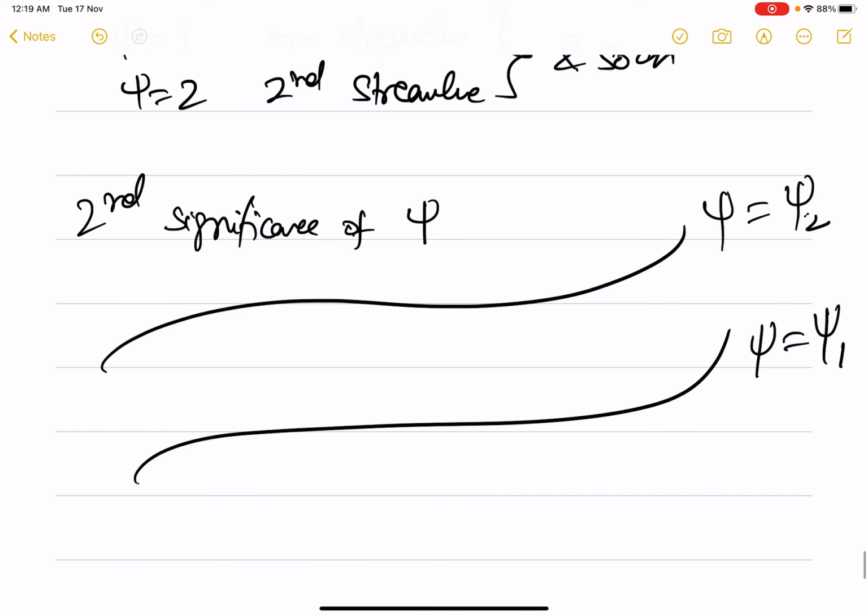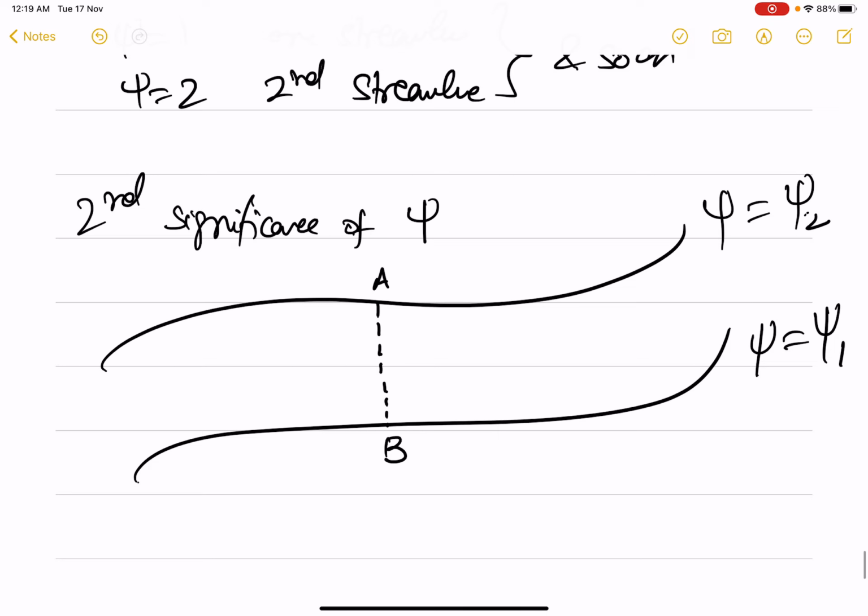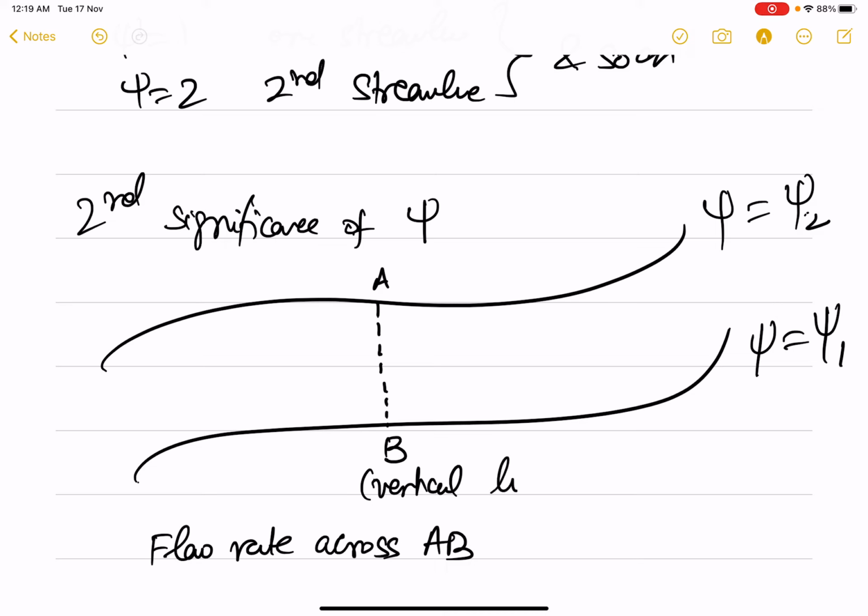So here now if I choose a vertical line AB, then the flow rate across AB, which is a vertical line parallel to the y-axis. So this is how my coordinates are going.